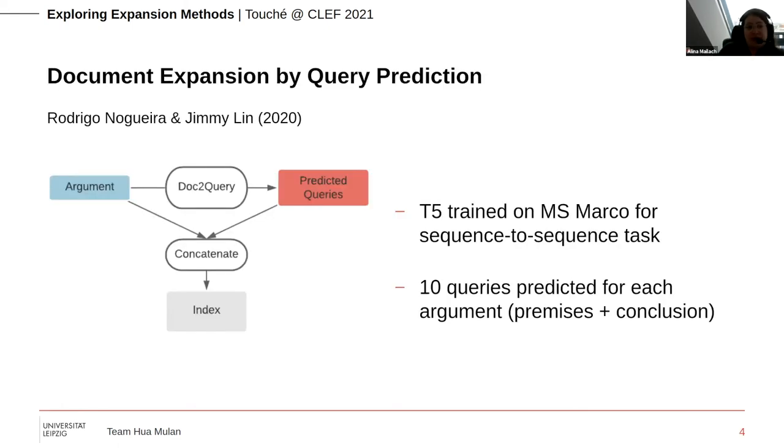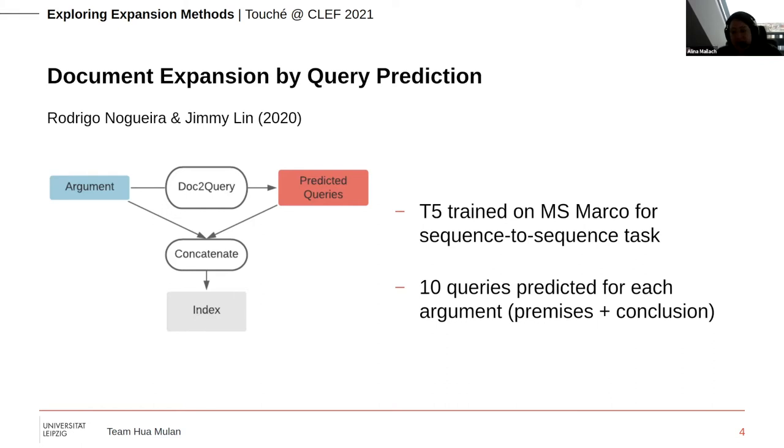So we're starting with document expansion by query prediction. It is an approach that was first published by Nogueira and Lin in 2020, and it's a text-to-text transfer transformer, so T5, trained on MS MARCO for a sequence-to-sequence task. What we have done is we took the arguments and fed them to the doc2query or docT5query model to predict the queries from that. We then, in the next step, concatenated the argument with the queries and indexed the new document.